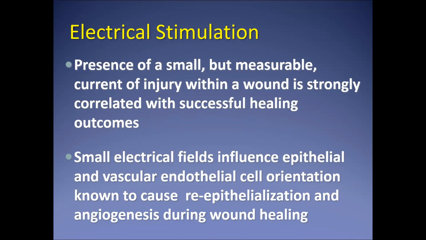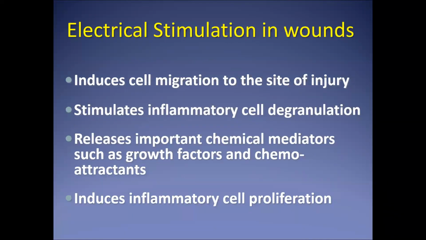But we do know that electrical stim does help influence those cells, and specifically at the endothelial level, to reorganize and help re-epithelialize the area. Mainly for me, the angiogenesis effect, the growth of new blood vessels, is the most important for E-stim. So it helps cellular migration, meaning bringing more cells to help increase the actual growth. It stimulates inflammatory cells, degranulation, so it helps calm down those inflammatory cells. It releases chemical mediators, such as growth factors and chemoattractants. And there are some studies that show it decreases some of those chemical mediators that allow for allergic reactions, your histamines, your leukotrienes, all those.